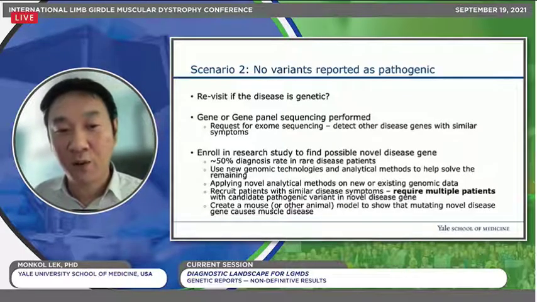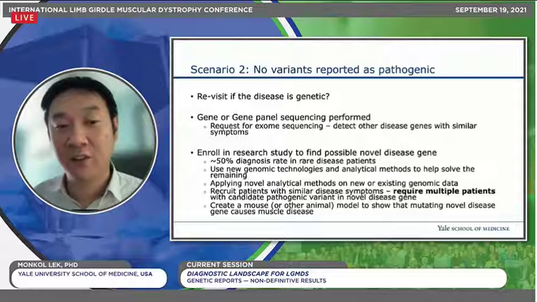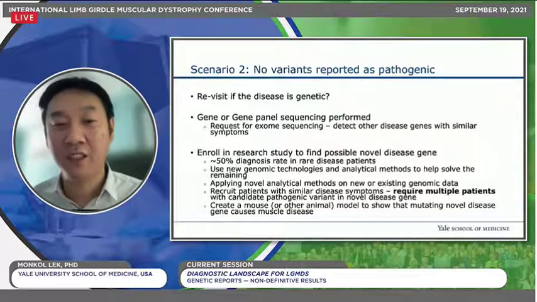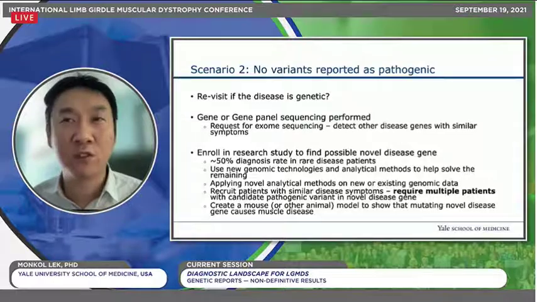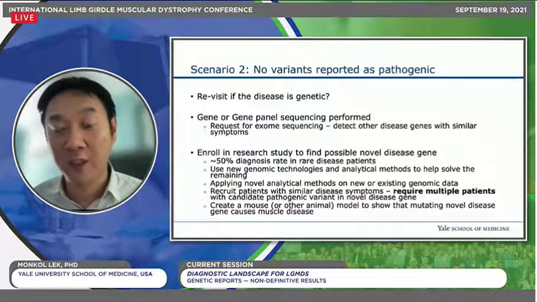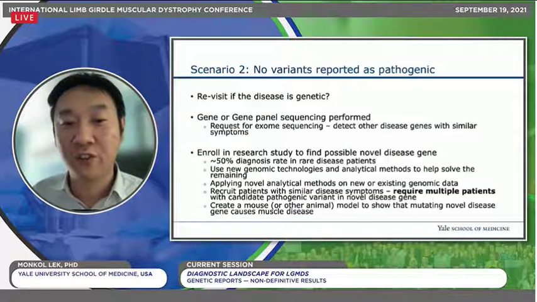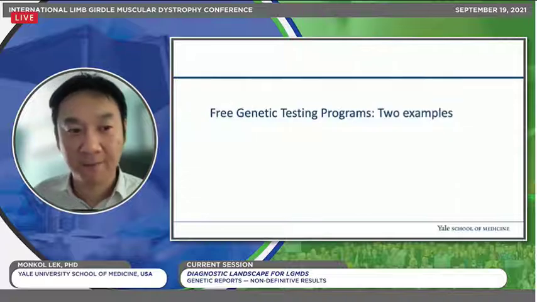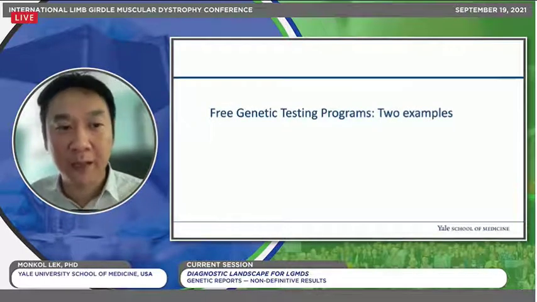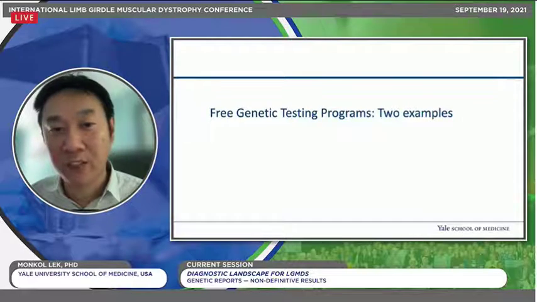So just to touch upon people that fit in scenario 2, the best way of getting in contact and being part of these research studies would probably be to talk to, first of all, your physician, and then also reach out to researchers that you know are in this field, and also your associated disease foundations. So I'm going to touch upon, in the remaining minute, 3 genetic programs and 2 examples.